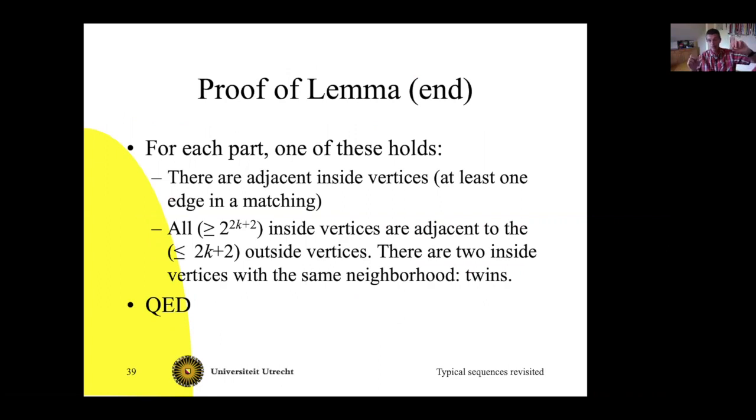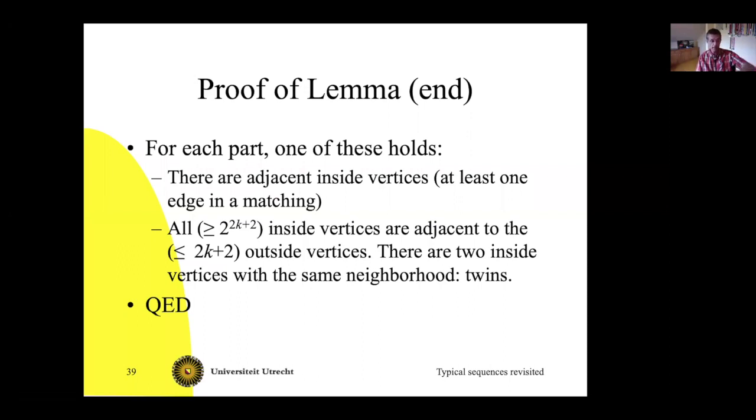Either I have 2 inside vertices which are adjacent. In that case, I know that inside this part there is an edge in a matching which does not involve vertices from another part. So I can just count one edge in the matching for that part. Or the other case, if this doesn't happen, then all the inside vertices are adjacent to only outside vertices. But then just a simple counting tells me that there must be 2 inside vertices which have the same neighborhood. And so we have a pair of twins, and that shows the lemma.